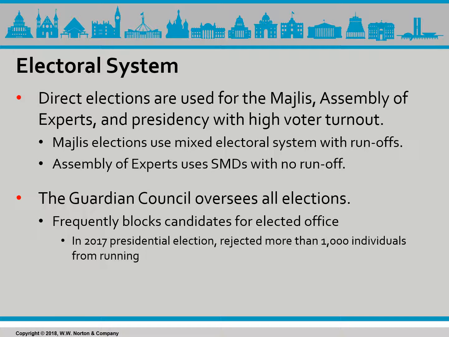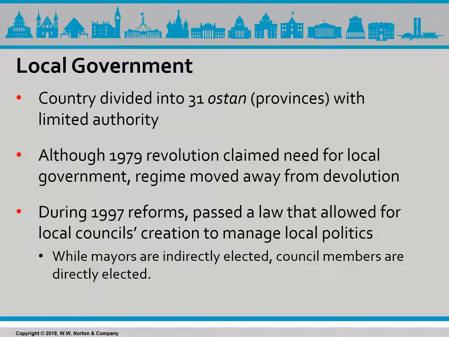During these elections, the Guardian Council oversees all of them. They frequently block candidates elected for office. And in 2017, during that presidential election cycle, more than 1,000 individuals were rejected from being able to run in the election for various positions. So it's not very democratic. It kind of gives more of the facade for it.